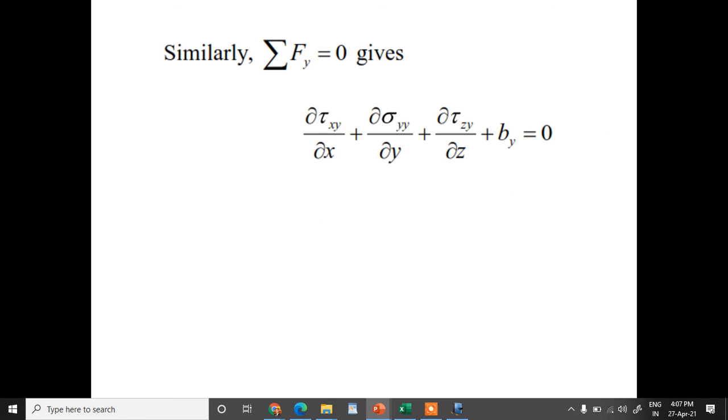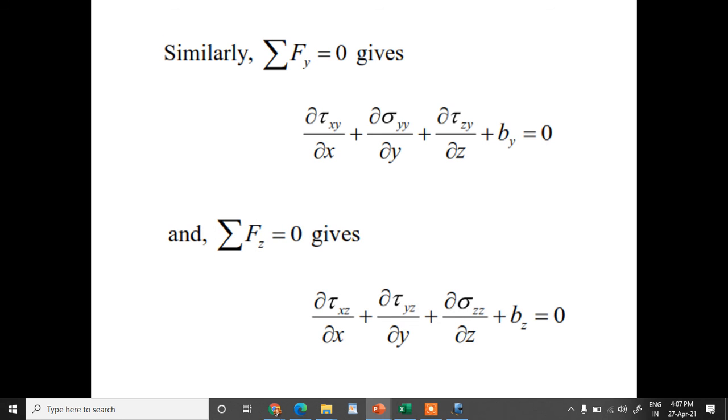I will just note it. Let us check, and we shall move on to the y direction. You will find this, and likewise in the z direction. So these are all the differential equations with respect to x, y, z when we resolve the forces in the x, y, z directions.